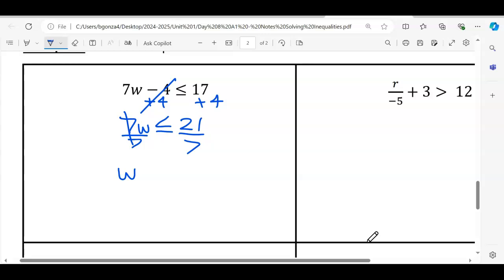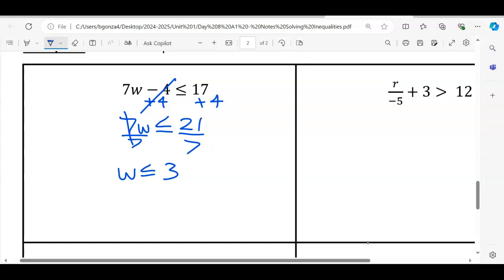Now, do I flip the inequality? What do y'all think? I divided by a positive, so it's going to stay the same. I did not divide by a negative. 21 divided by 7 is 3. Okay. Now, I told you there's two reasons to flip it, right? Multiplying by a negative, dividing by a negative.